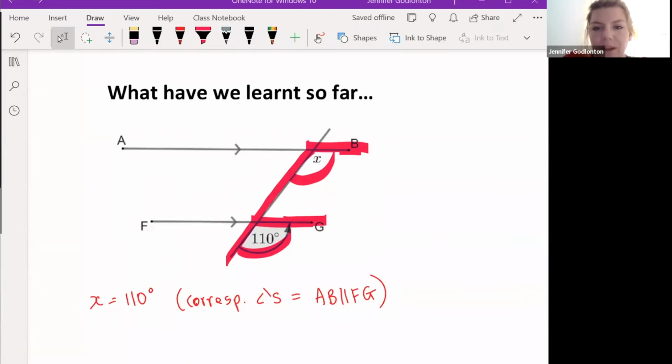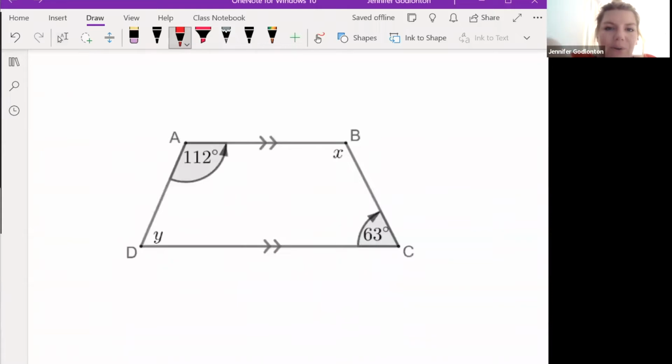Rule number 2. I would like to know what the value of X is. So I want to know what this one is over here. What is the value of X and what is my reason? Hands up if you can tell me. Value of X and my reason.